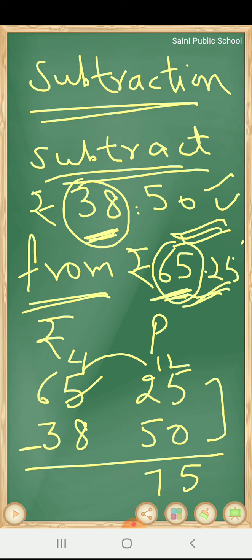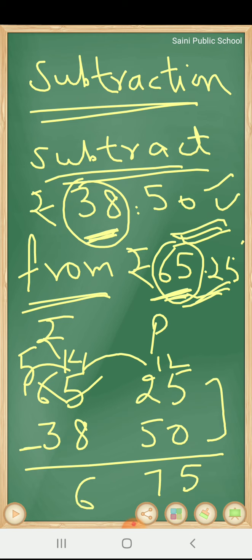Now move to the rupees place. Now again 4 minus 8 is not possible because 8 is greater than 4. So we will again take borrow from this side and it will become 14 and it will become 5. Now 14 minus 8, count your fingers. 14 minus 8, how much? 6. So here I will write 6.